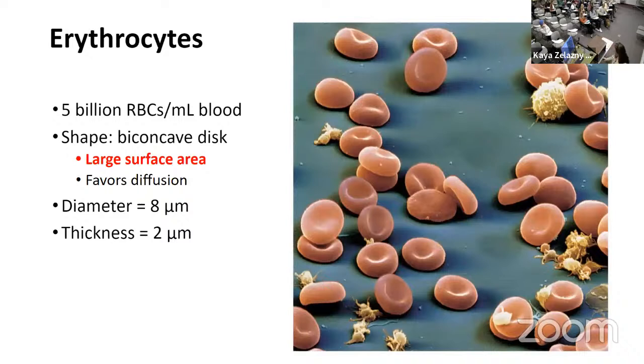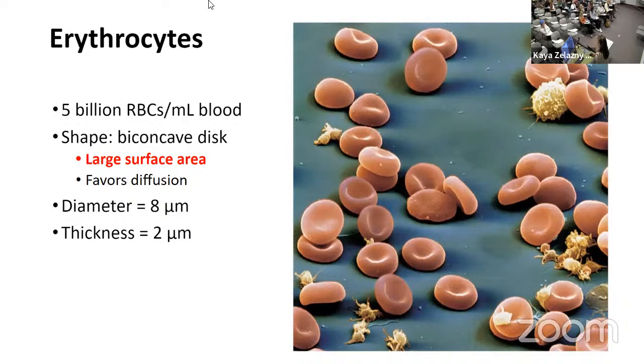So our erythrocytes are what we're going to talk a lot about in this course. These are our red blood cells. You have about 5 billion per milliliter of blood, tons and tons and tons of erythrocytes. They're pretty small, okay? So this is pictures of those erythrocytes.